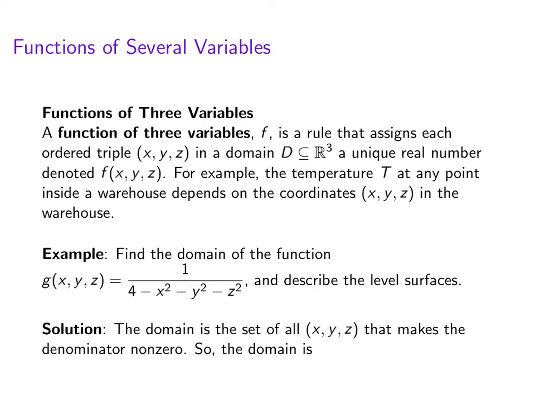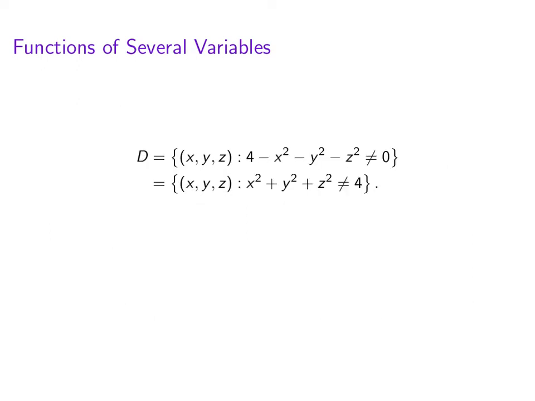So let's write down what the domain is now. It's the set of all points where 4 minus x squared minus y squared minus z squared is not equal to 0. And that's the same thing as saying x squared plus y squared plus z squared is not equal to 4.